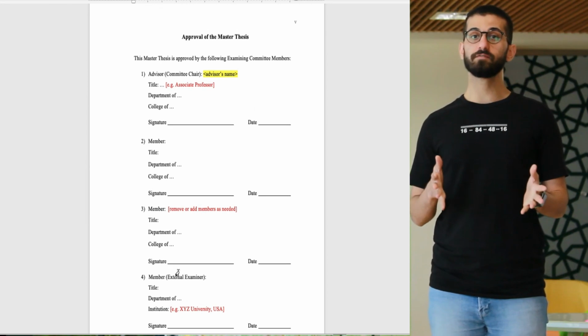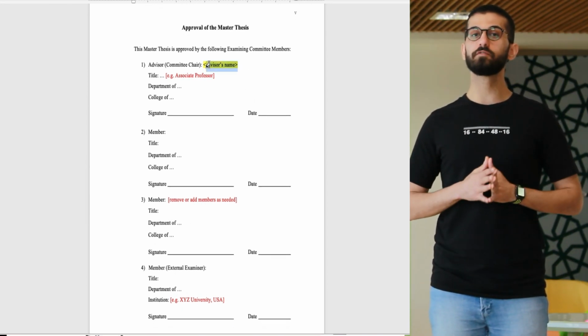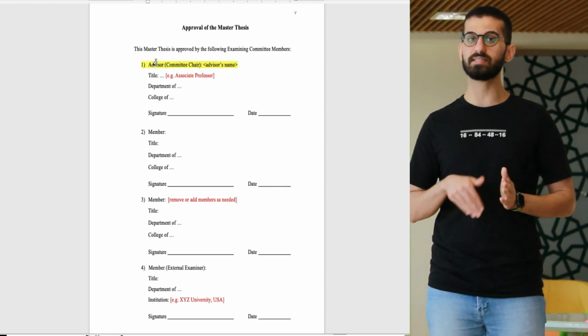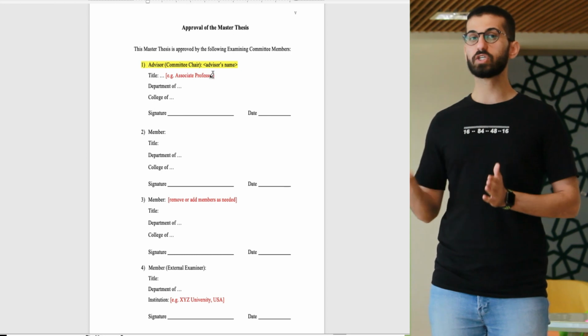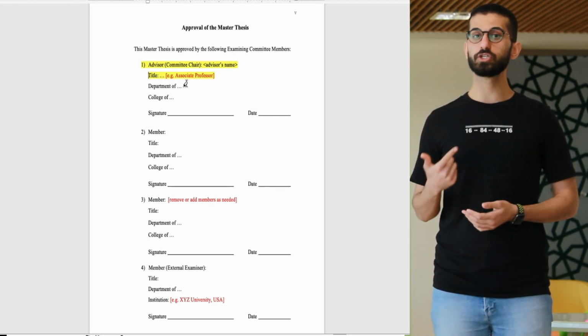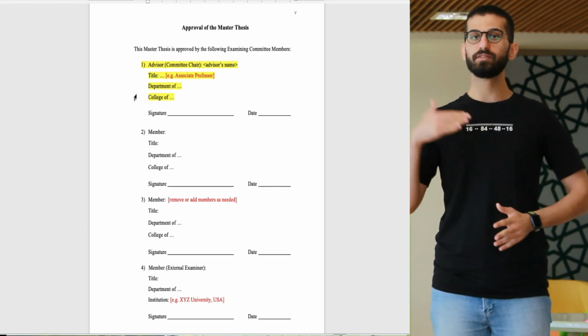Now the next page that you have to do is the approval for master page. This is a mandatory page and you have to fill everything correctly before your thesis defense because it has to be signed at the date of your thesis defense. As you can see here, you have to fill in your supervisor's name, the university name, and the location of that university.